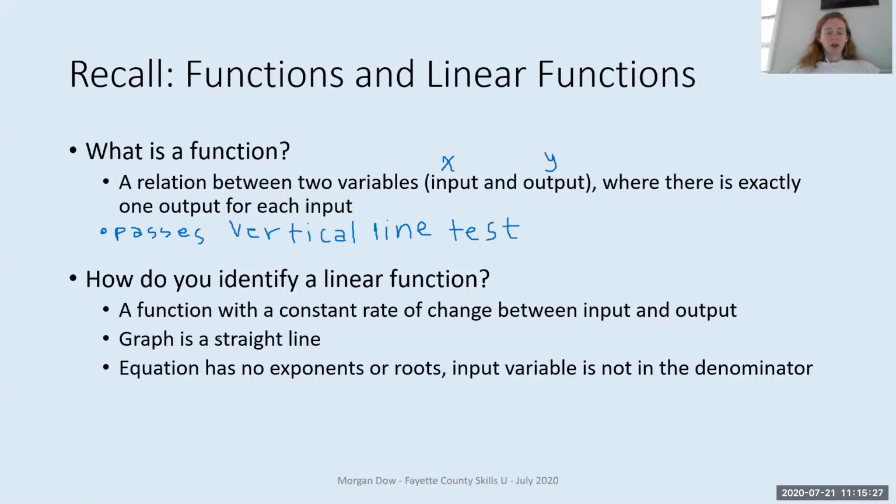Okay. So then what about linear functions? Linear functions are called linear because they show a straight line if we're talking about the graph. How do we identify them? A linear function is a function with a constant rate of change between input and output. That means the way you get from one y value to the next y value is always the same.